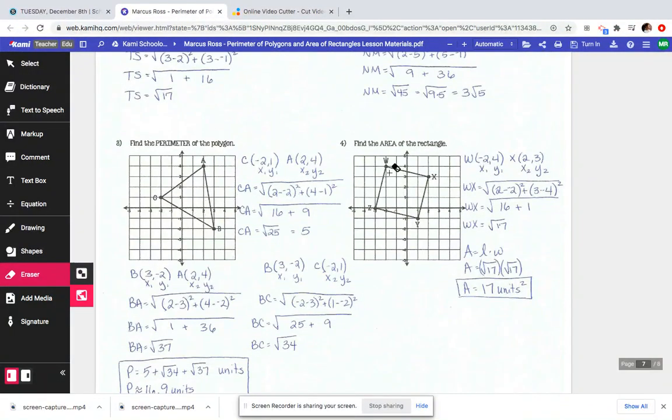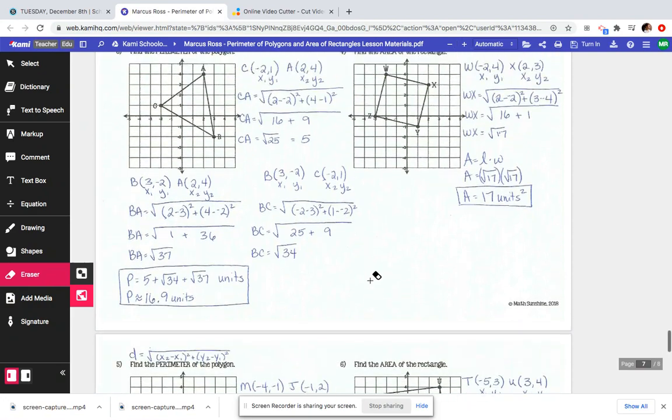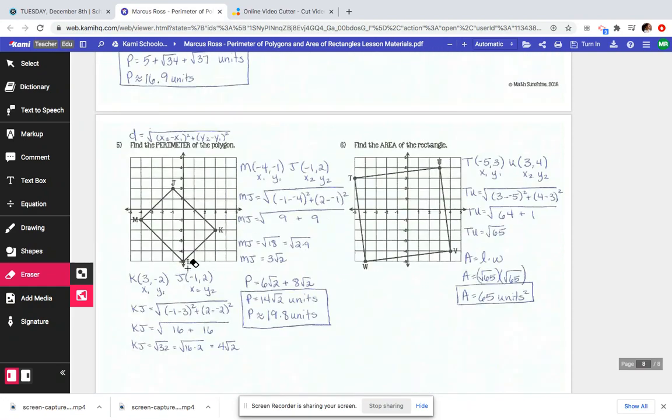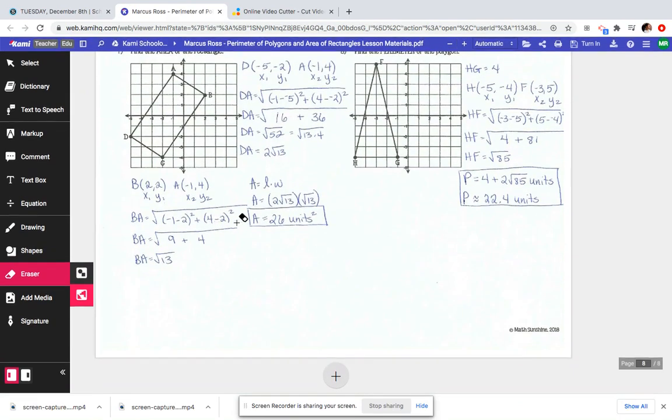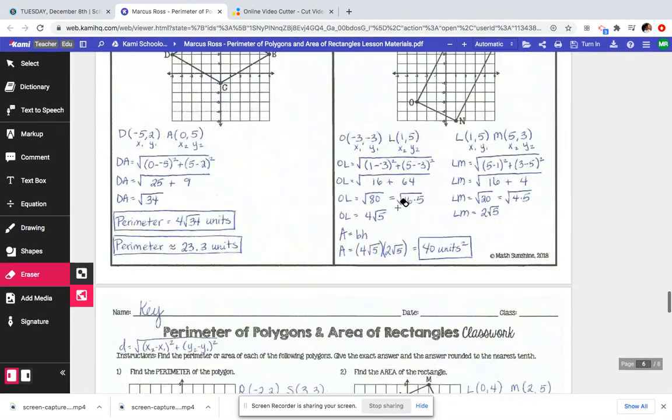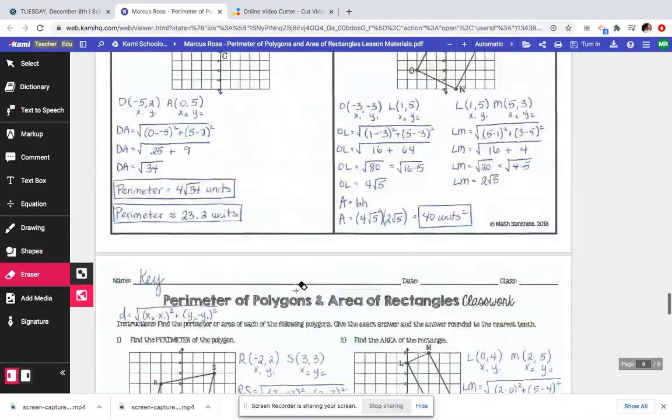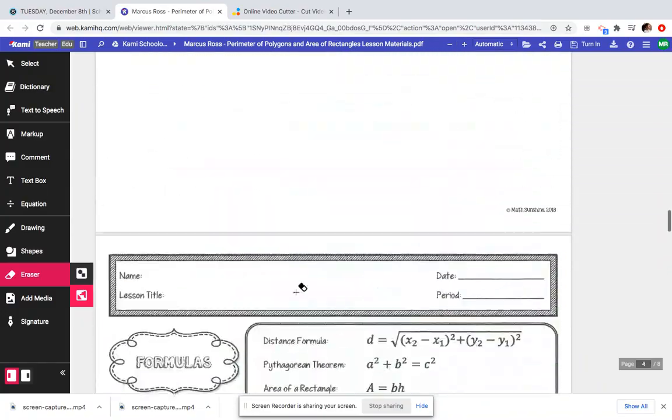Polygon, you got a triangle, you got a square, or a rectangle. You got another polygon, you got another area here. So if you have any questions, let me know. But slowly work through these. I have the answers here for you if you want to just check them. But try to do them on your own first, obviously, and go from there.